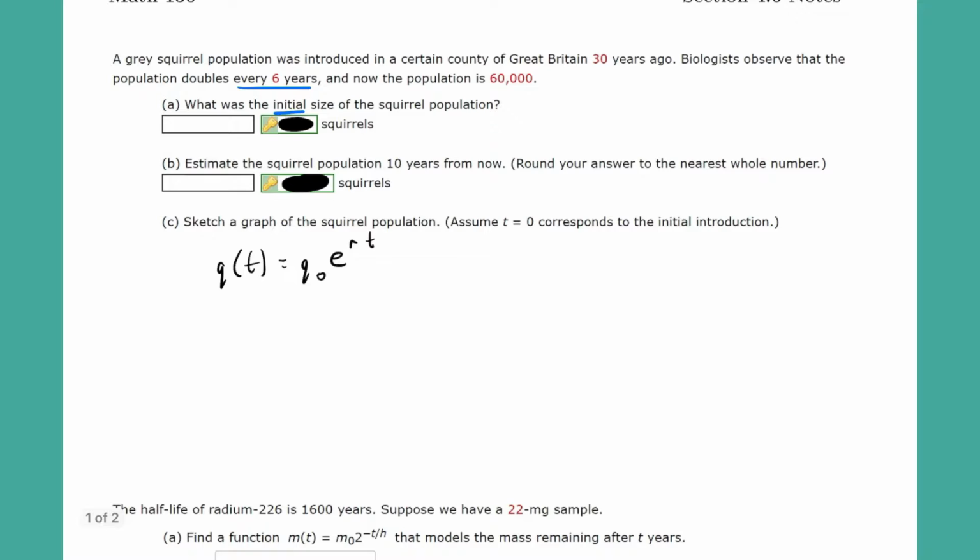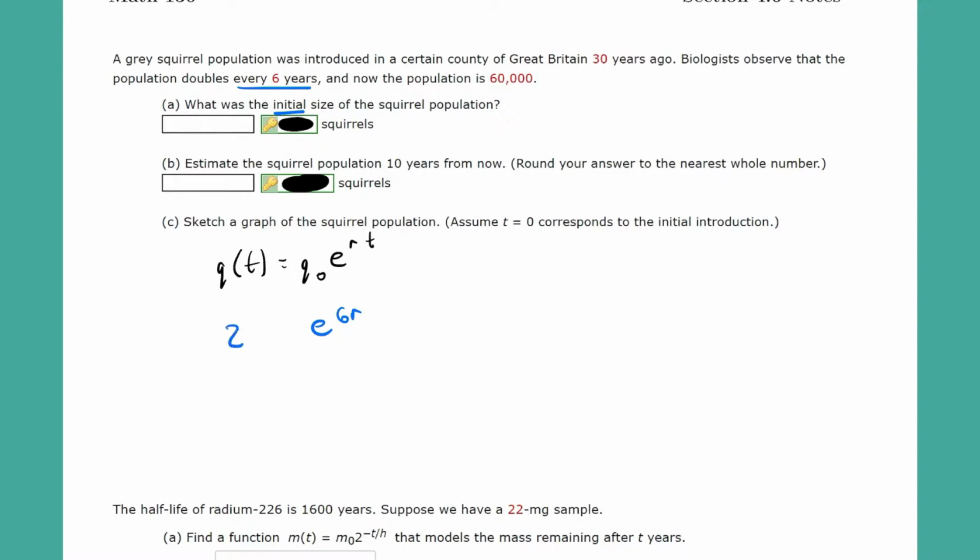So we know that the population doubles every 6 years. That means the quantity goes from 1 to 2 every 6 years. So it starts at 1 and it doubles every 6 years, so I plugged in 6 for t. We've got to solve for r. We don't really need the 1 for now because it's just 1. So what we can do now is take the natural log of both sides.